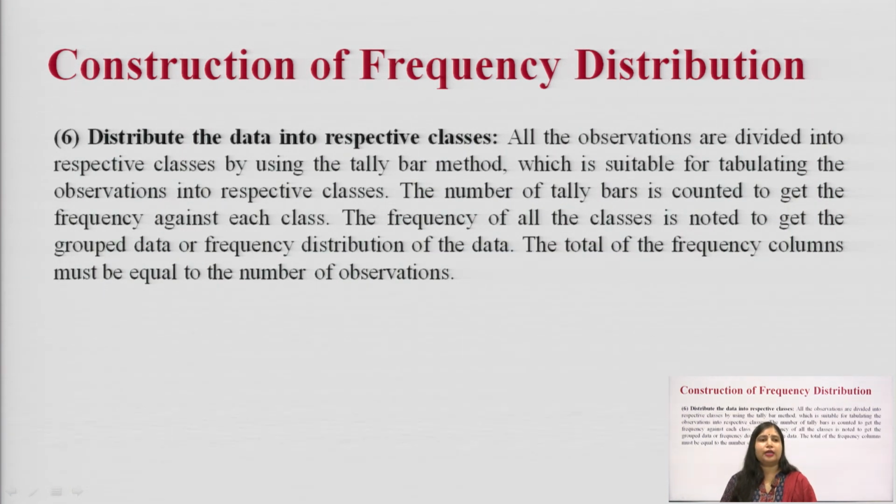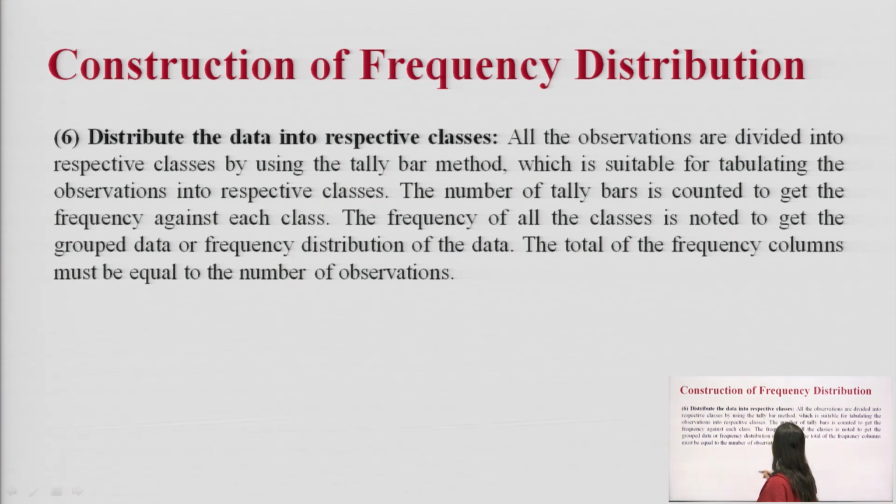Then, in the last step, the distribution of the data into the respective classes. Up to this point, we have made our table, we have made our classes, and we have the interval of the class: what is the maximum upper limit and what is the lower limit of the class. In the last step, we put the frequency according to those classes.